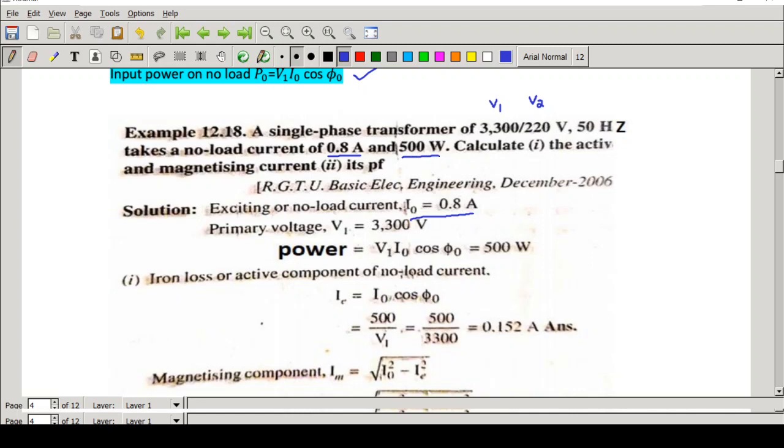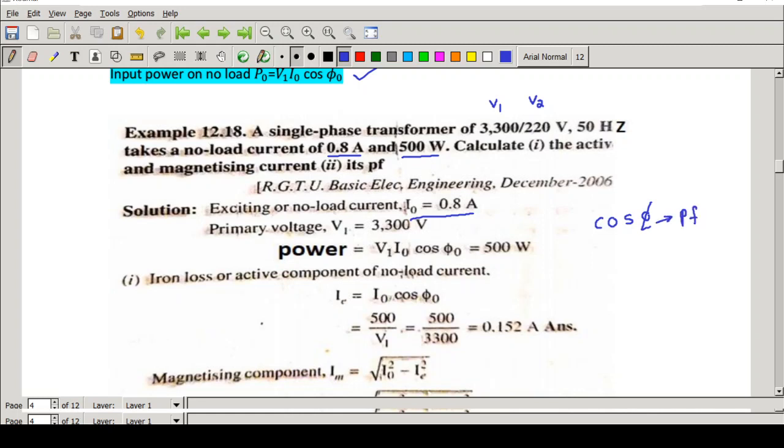Calculate the active and magnetizing current. So you have to find IM, IE and power factor. What is power factor? Cos phi is called the power factor. Okay, now let's try to do this problem.